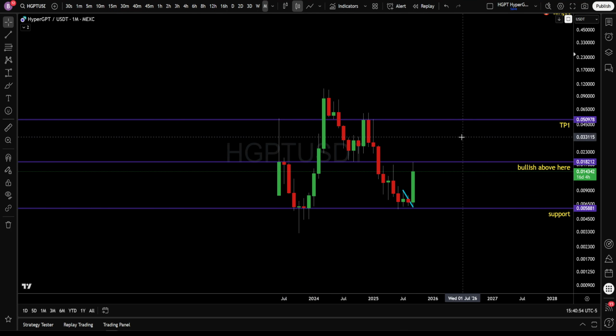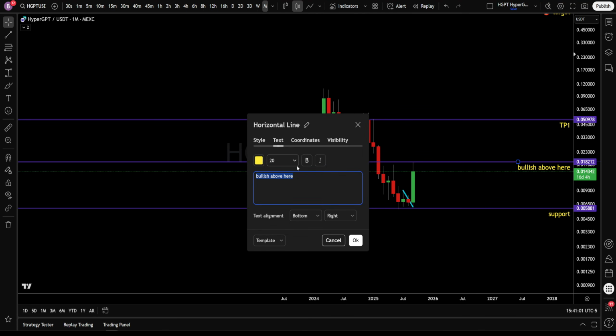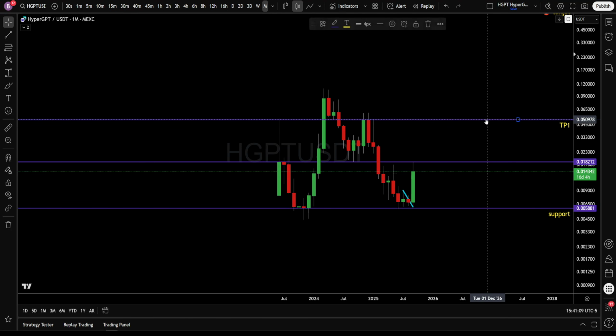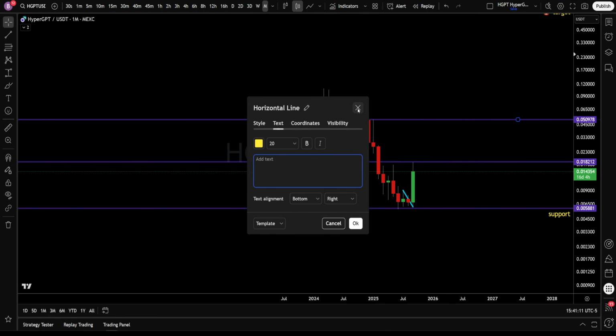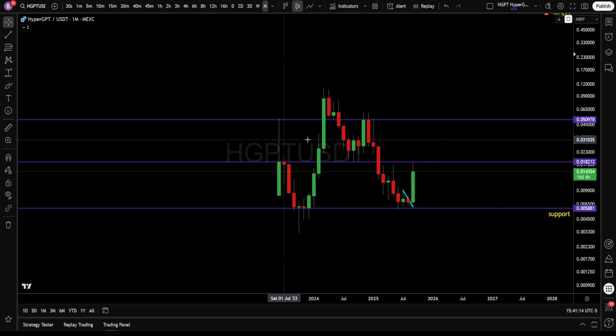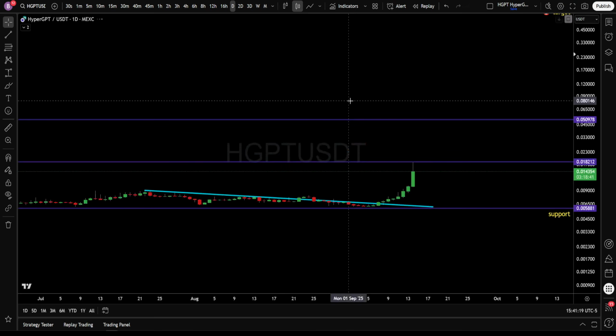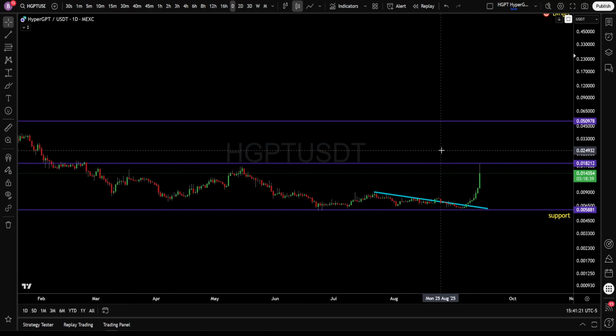So I drew these lines ahead of time, and HGPT actually rejected right at that. I'm calling a bullish line above here, which I'll probably just keep blank because that doesn't really matter as much. But support, this is a take profit level. This is another take profit level. If you were to play something like this, not financial advice, but anyway, you get the idea that it's good to also know how to draw your own lines. And even if you don't have something like Engineering Robo, which I really think is a useful tool, I know not everybody has money to be buying something like that.